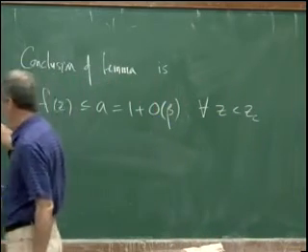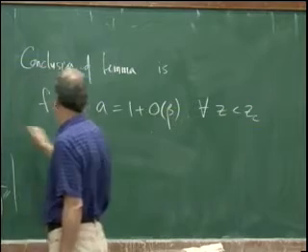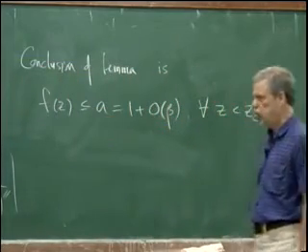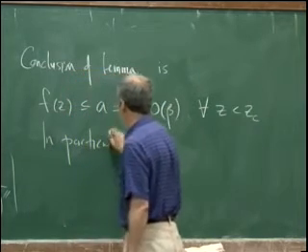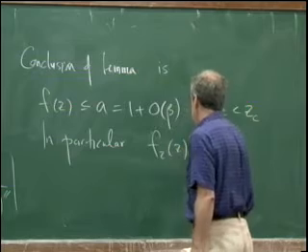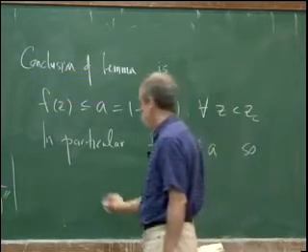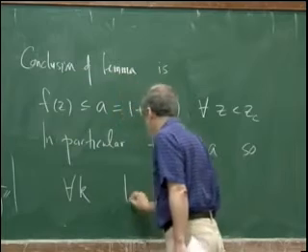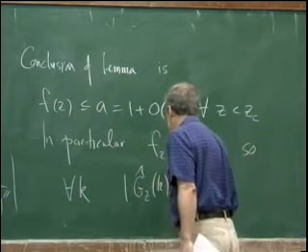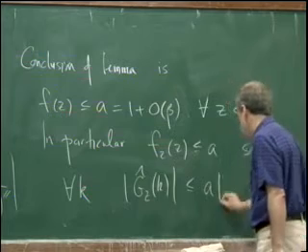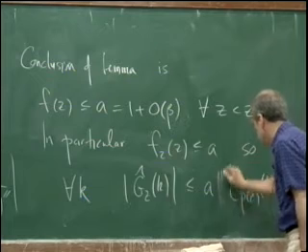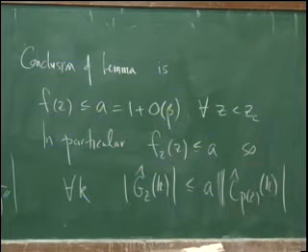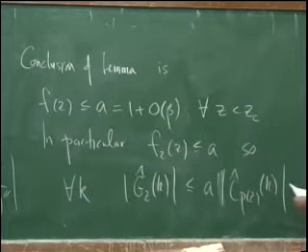Now, in particular, f2 of z will be less than or equal to a because f was the maximum. So f2 will be smaller. So in particular, f2 of z is less than or equal to a. So that says that for all k, gz hat of k is less than or equal to a times c hat pz of k.